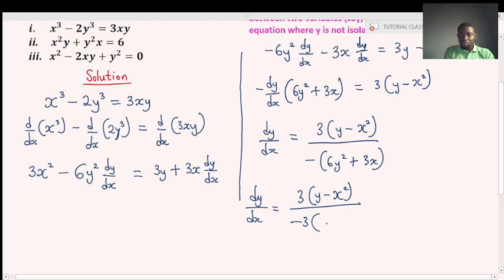2y squared plus x, right? Hence, dy/dx can be finalized as equals to, when this 3 goes here, I will have y minus x squared divided by minus 2, open bracket, y squared plus x. And as such, I've been able to differentiate this function with respect to x.